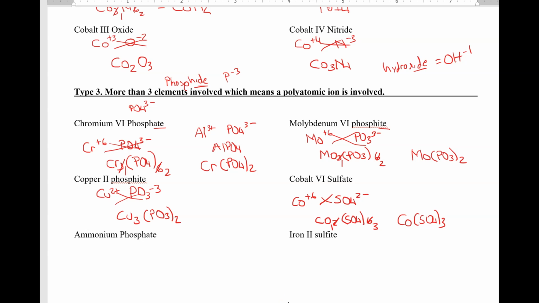The next one, ammonium phosphate. Ammonium's NH4 positive 1, phosphate PO4 negative 3, crisscross, NH4, put a 3 on the outside, PO4, we're done. And the last one, iron positive 2, SO3 negative 2, 1-to-1 ratio, right? Negative 2 plus 2, you don't touch anything at the bottom number, Fe, SO3. So that's how you do the crisscross method using different types of substances.